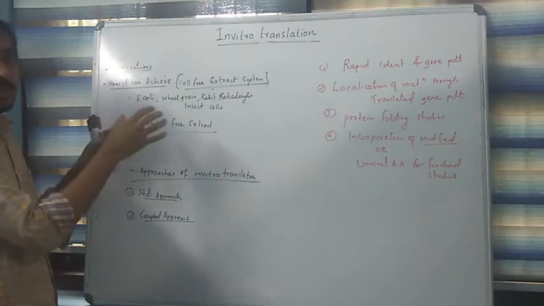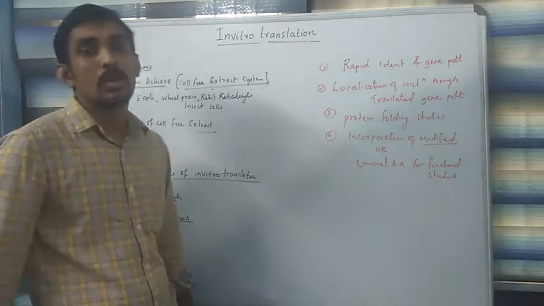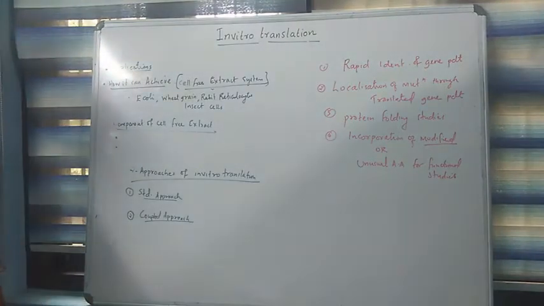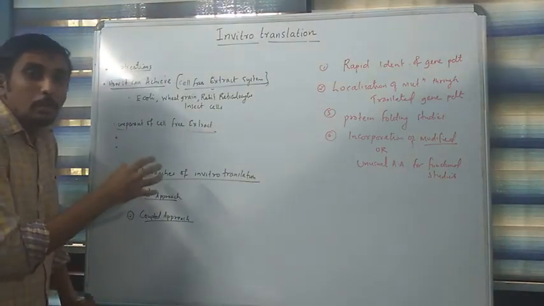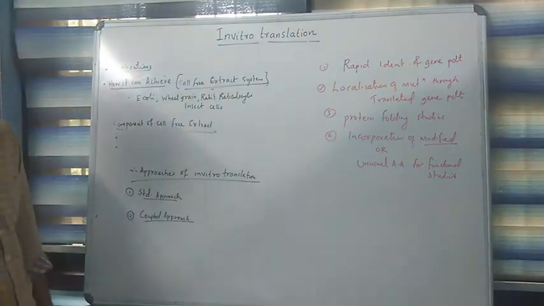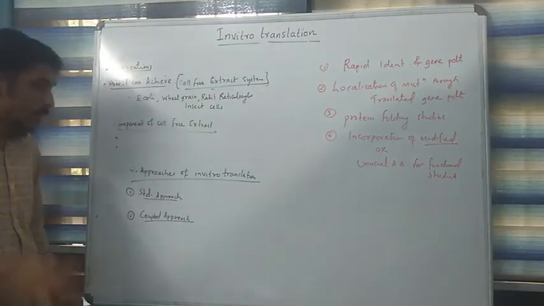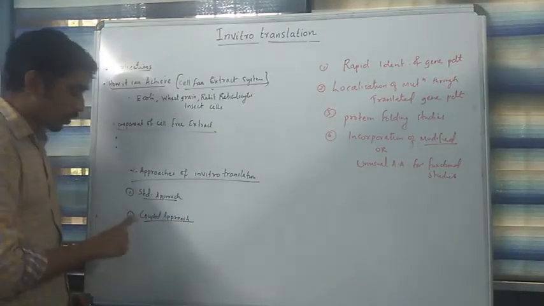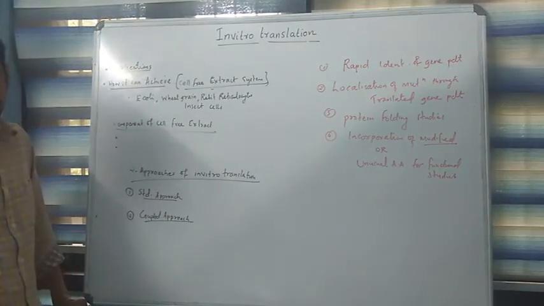Now I think you will get a clear idea about what is cell-free extract. Now let us move into the main approaches of in vitro translation. There are two main approaches for in vitro translation. One is called standard approach and the second one is called coupled approach.